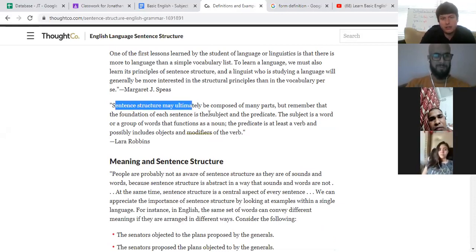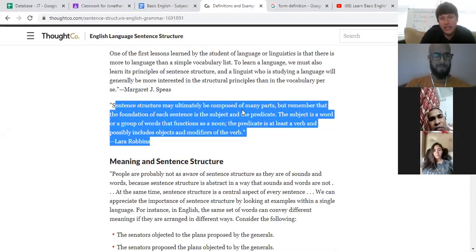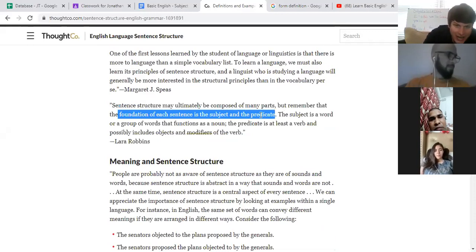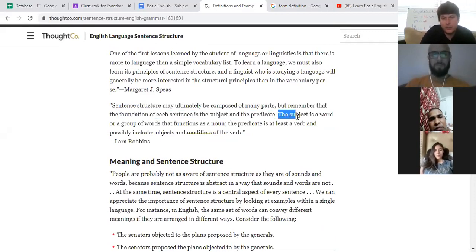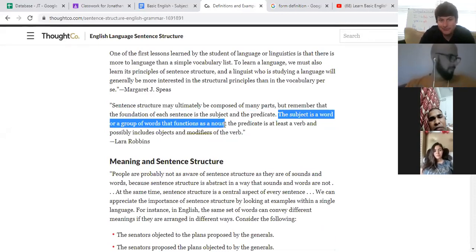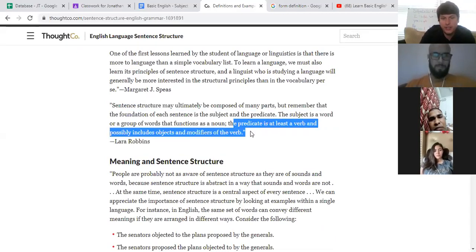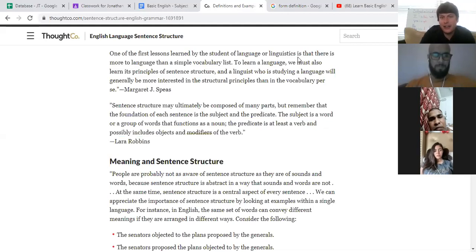Sentence structure may ultimately be composed of many parts, but remember that the foundation of each sentence is the subject and the predicate. The subject is a word or a group of words that function as a noun. The predicate is at least a verb and possibly includes objects and modifiers of that verb.